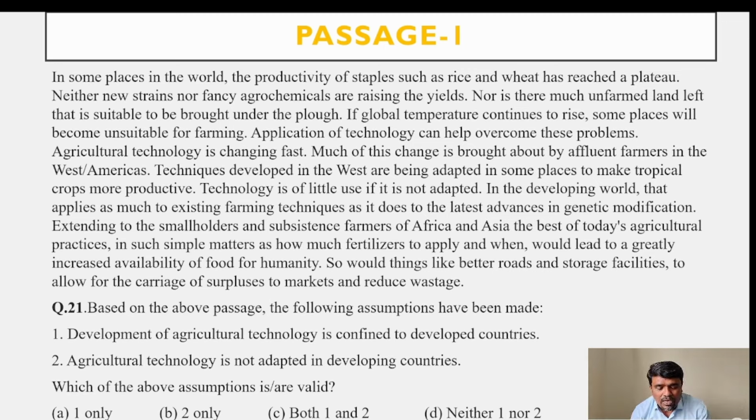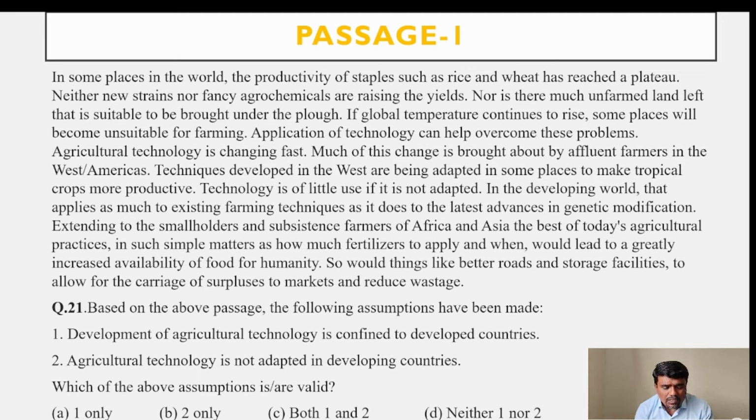Not only that, there is no land left to bring under agriculture. That means almost the entire land which is suitable for agriculture has been utilized. So there is no land left at all. So this is the condition. What is the solution? We have to improve the agricultural technology. So agricultural technology is the solution, meaning we have to adapt the agricultural technology. Western countries, developed countries, have already adapted agricultural technologies, and the passage suggests developing countries also need to adapt the technology.